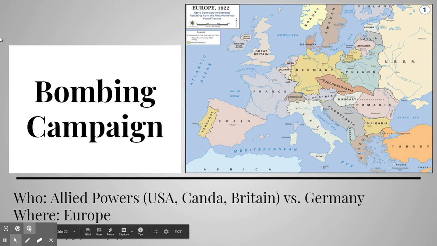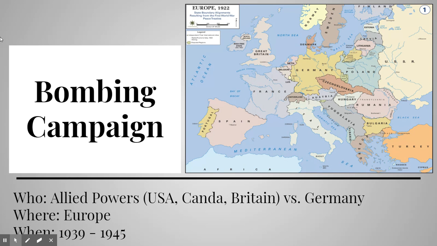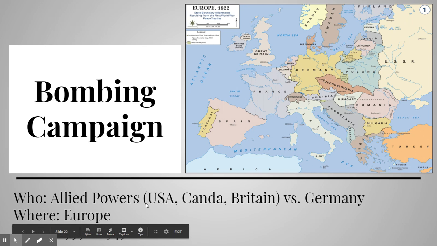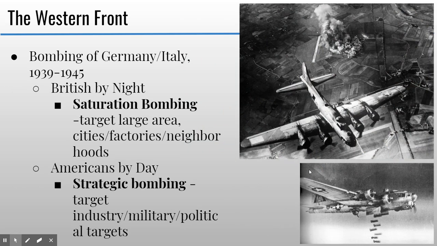So one of the things that's going on during this whole time when the war is occurring is going to be the bombing campaign against Germany and Italy by the Allies. And this is going to happen right at the beginning of the war, and it's going to last all the way till the very, very end of the war. So the bombing campaign is where the Allies use their heavy bombers to try and destroy Germany and Italy's abilities to make war and its army.